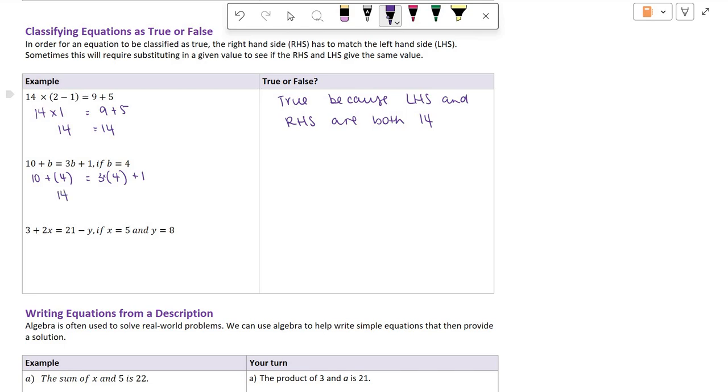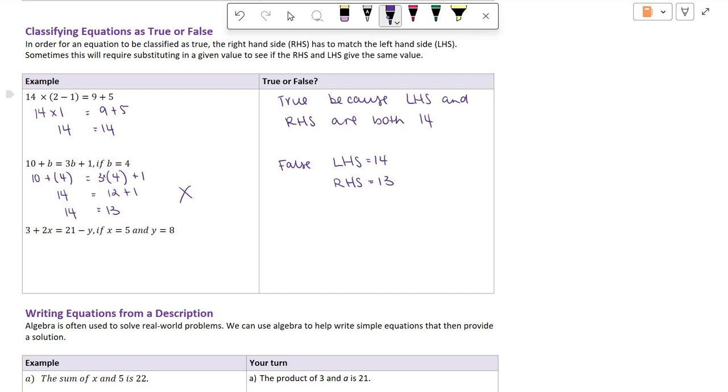10 plus 4 gives me 14. If I do 3 times 4, that's going to give me 12 plus 1. I get 14 equals 13. That is a false equation because they are not the same, okay? Because our left-hand side is 14 and our right-hand side is 13, they are not true.